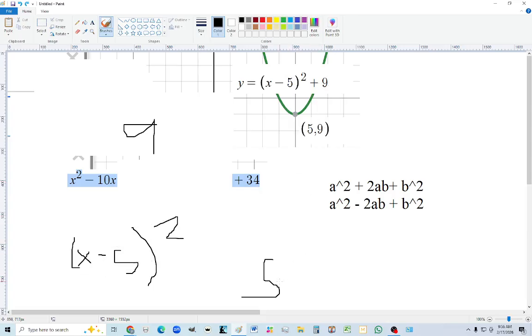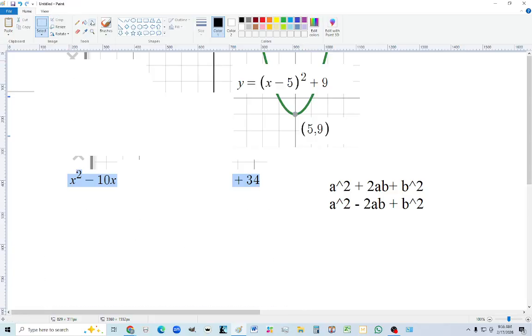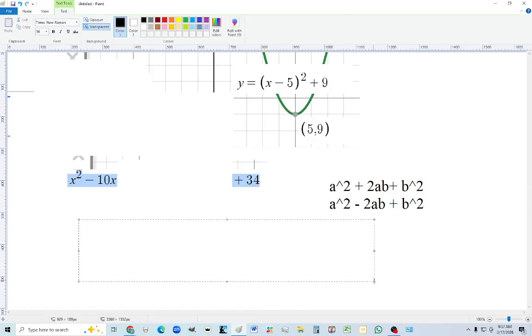But now let's do completing the square. X minus 5 squared I know is going to be the completed square because minus 10 divided by 2 is minus 5. But x minus 5 times x minus 5 is what x minus 5 squared is. I get x squared minus 5x minus 5x, which is minus 10x, which is what I want. I can see in the blue area, that's what I want.